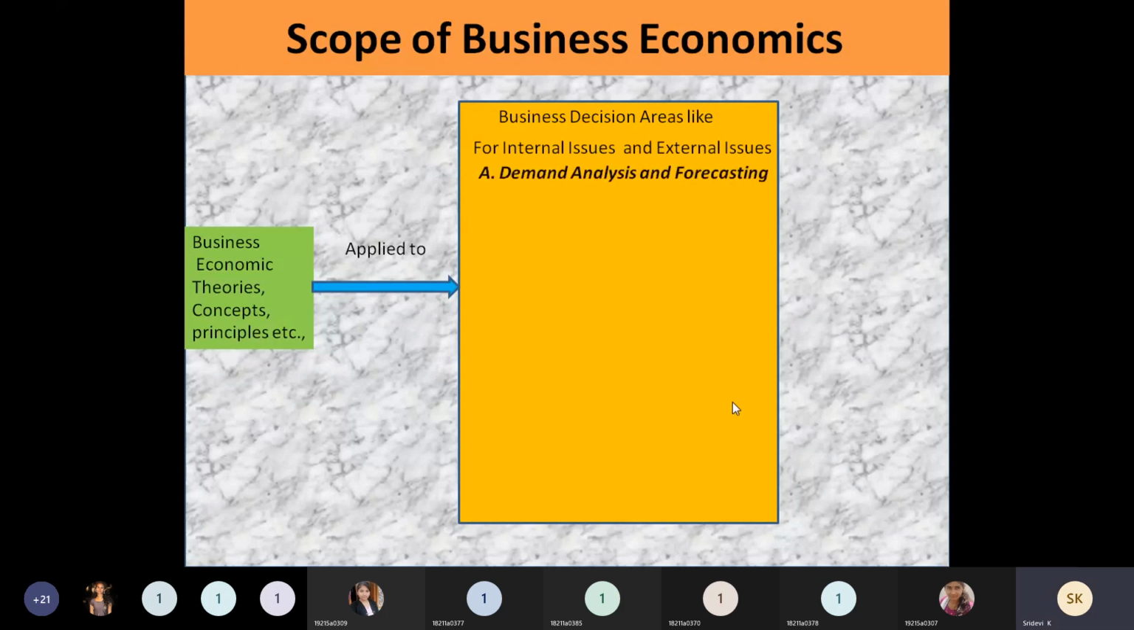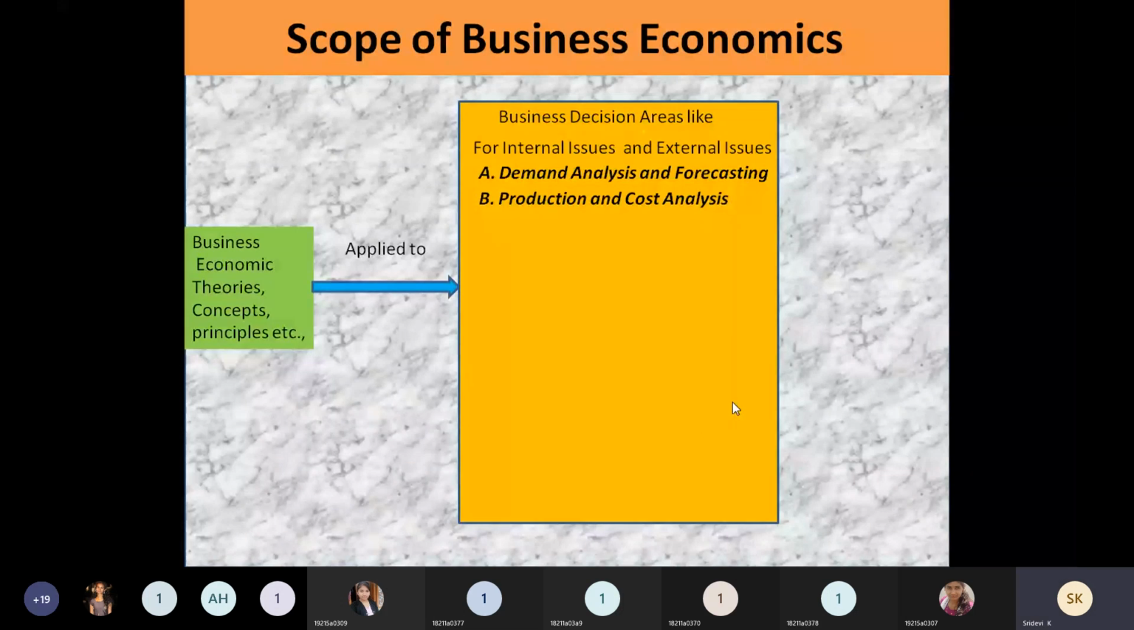So let us see the internal issues where the management is going to come across and face certain problems. One is demand analysis. Demand analysis means how the sales are changing and how these sales are going to be affected. Not only the present situation, we need to forecast the future also, how the sales of the product will be in future. This is one area. How we are going to apply that, we will discuss in detail after this chart.